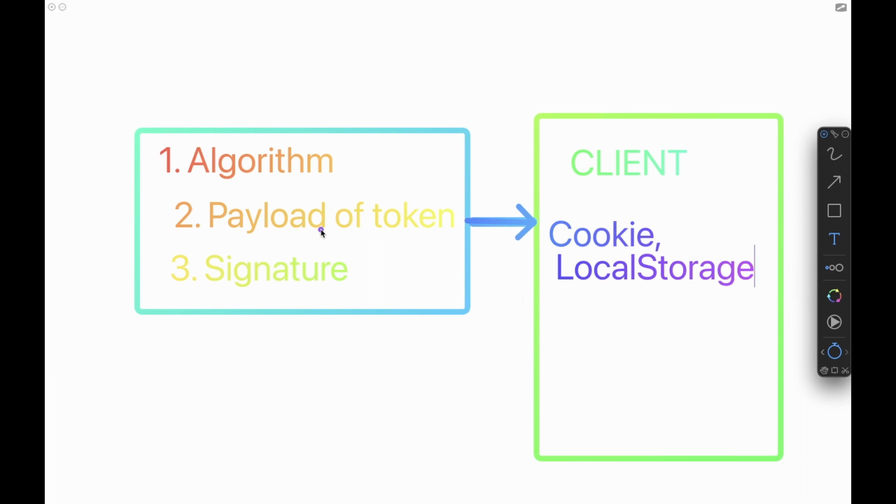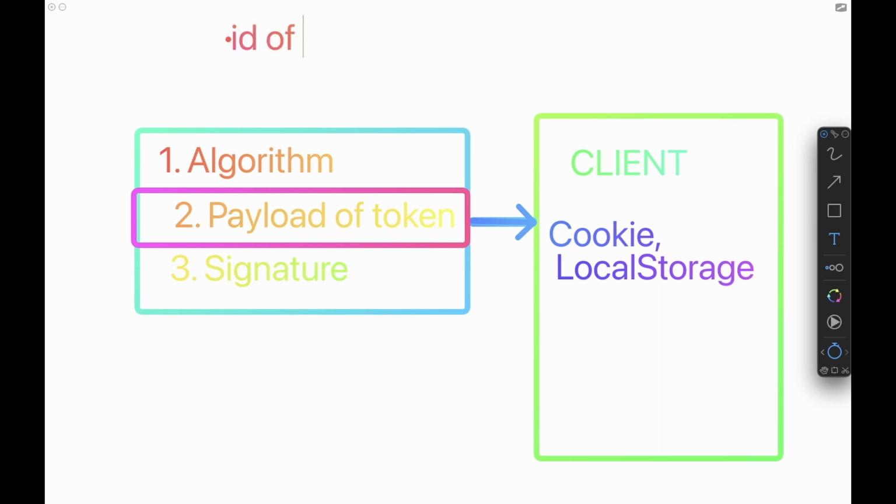So what is the algorithm? It's just the basic algorithm thing, and you don't even need to focus on that. If you want to edit the algorithm used for making the JSON Web Token, you can do it, but most of the time you don't need to. The payload of the token is something which you pass into the token. It can be the ID of your user, the username of your user, or maybe the email.